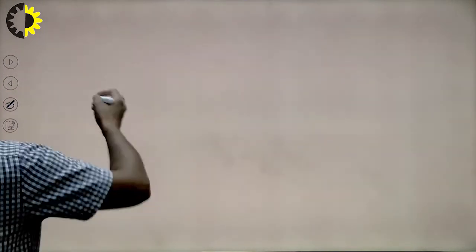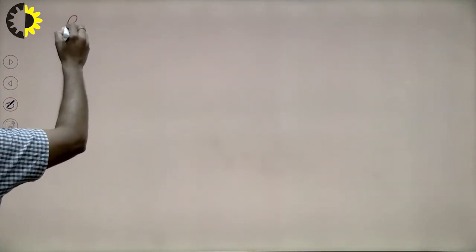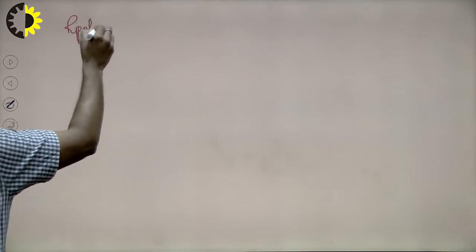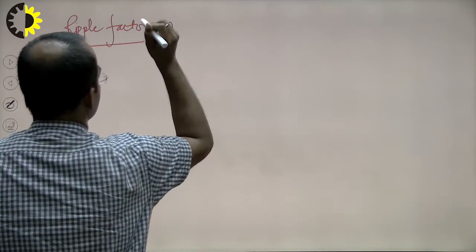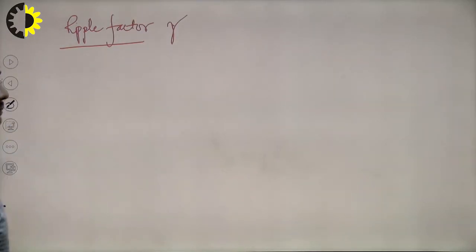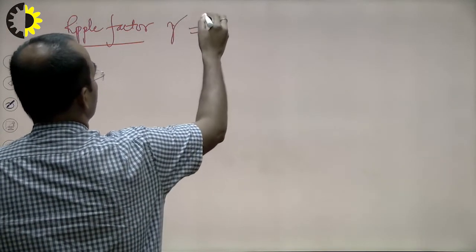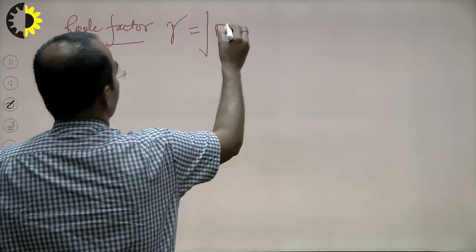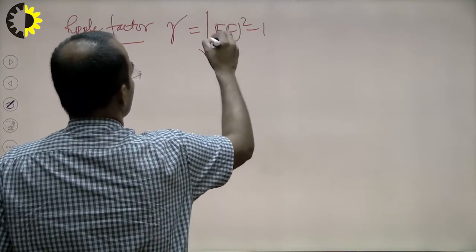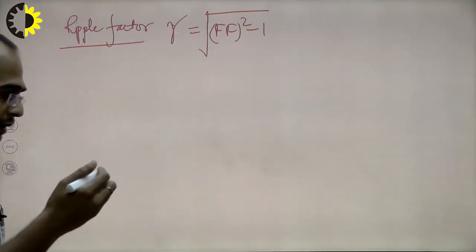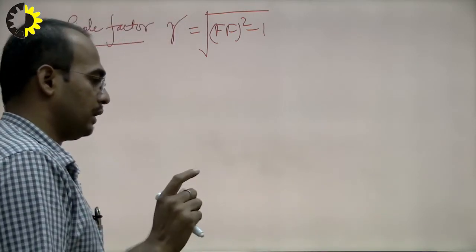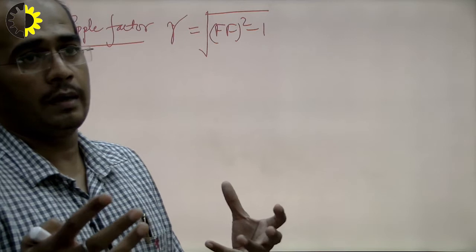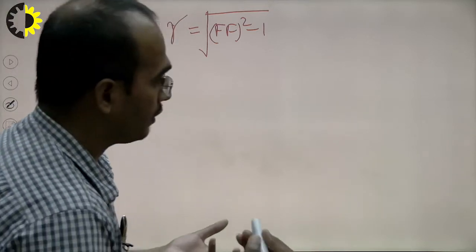Next parameter is ripple factor. Ripple factor is denoted by gamma. So for defining the ripple factor, we can define the ripple factor in terms of form factor, or you can say square root of form factor square minus 1. What is ripple factor and what information gives the ripple factor? Ripple factor just gives the information that how many ripples are present at the output of the rectifier waveform.